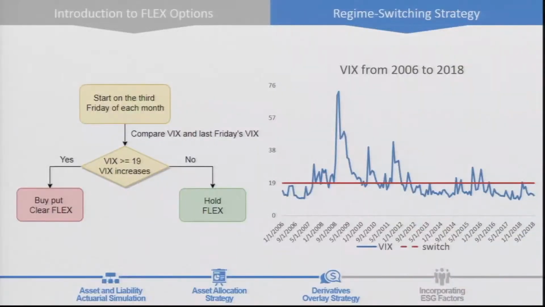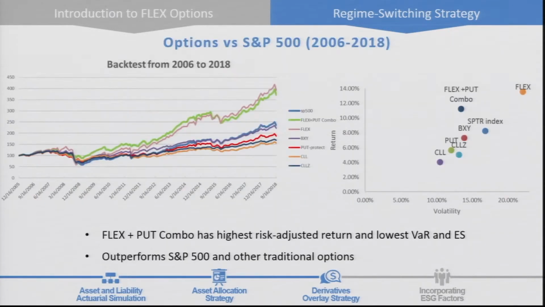However, we still need to limit the downside risks. So, we develop a dynamic option strategy as follows. On the 3rd Friday of each month, we compare the VIX with last Friday's VIX. If the VIX increases and the current VIX is larger than or equal to 19, then we buy a put option and clear the flex option, or else we just hold the flex option.